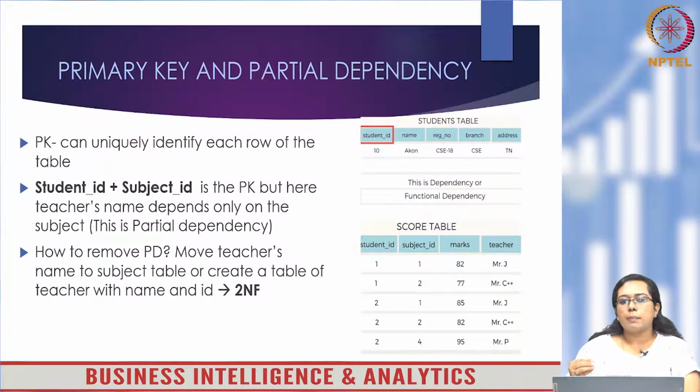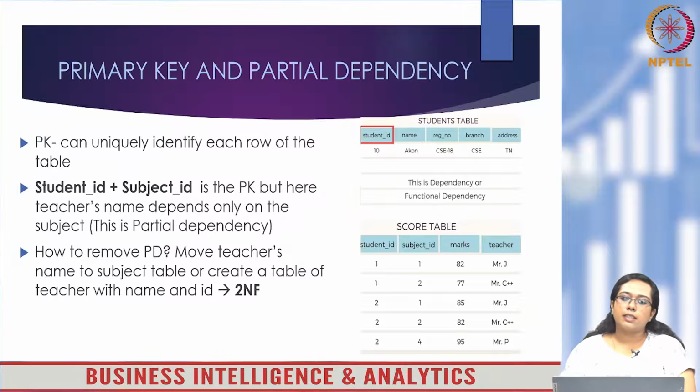So, teacher is depending only on part of the primary key and not on the whole of the primary key. So, what is this called? This is what is known as partial dependency, and this partial dependency should not be there if we want to normalize the table in the form of 2NF. So, what is a dependency? I just forgot to tell before this.